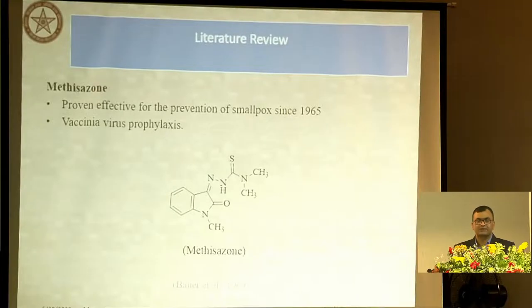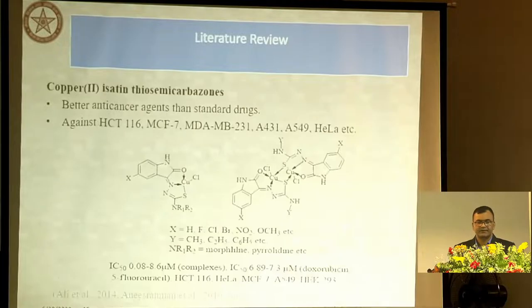This is the structure of methisazone, which has been used as a drug to eradicate smallpox since 1965. And these are the structures of copper(II) complexes of thiosemicarbazones. These complexes have been found in mononuclear as well as dinuclear form. And in these cases, the dinuclear form has slightly more activity than the mononuclear form.